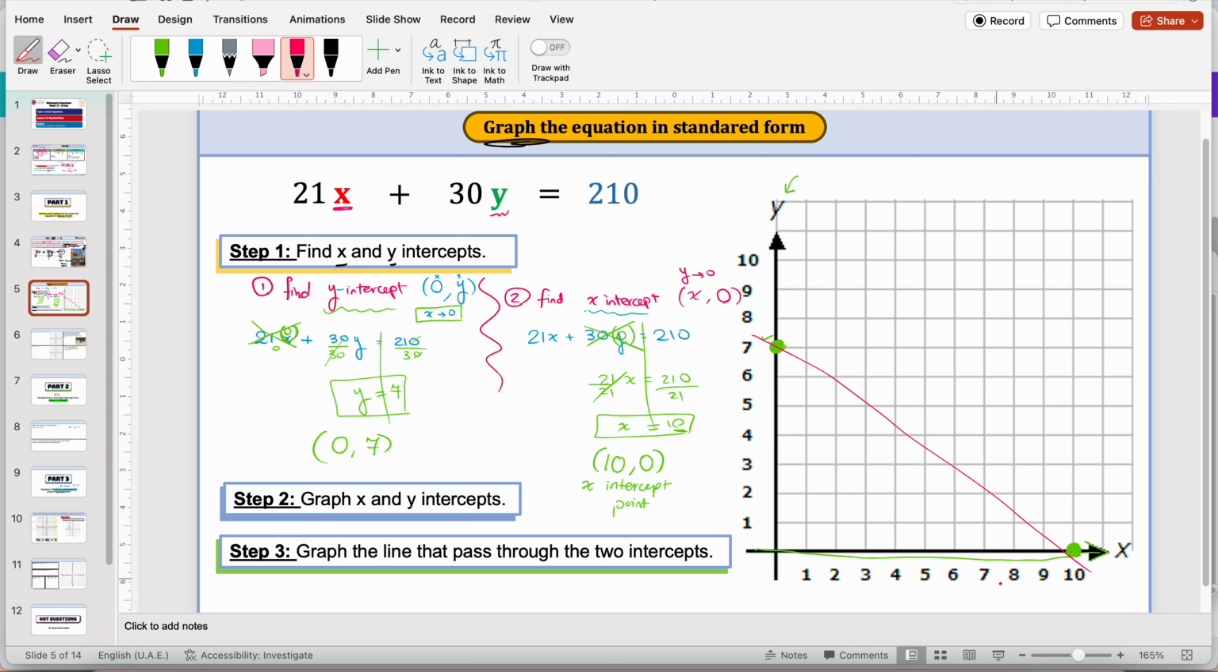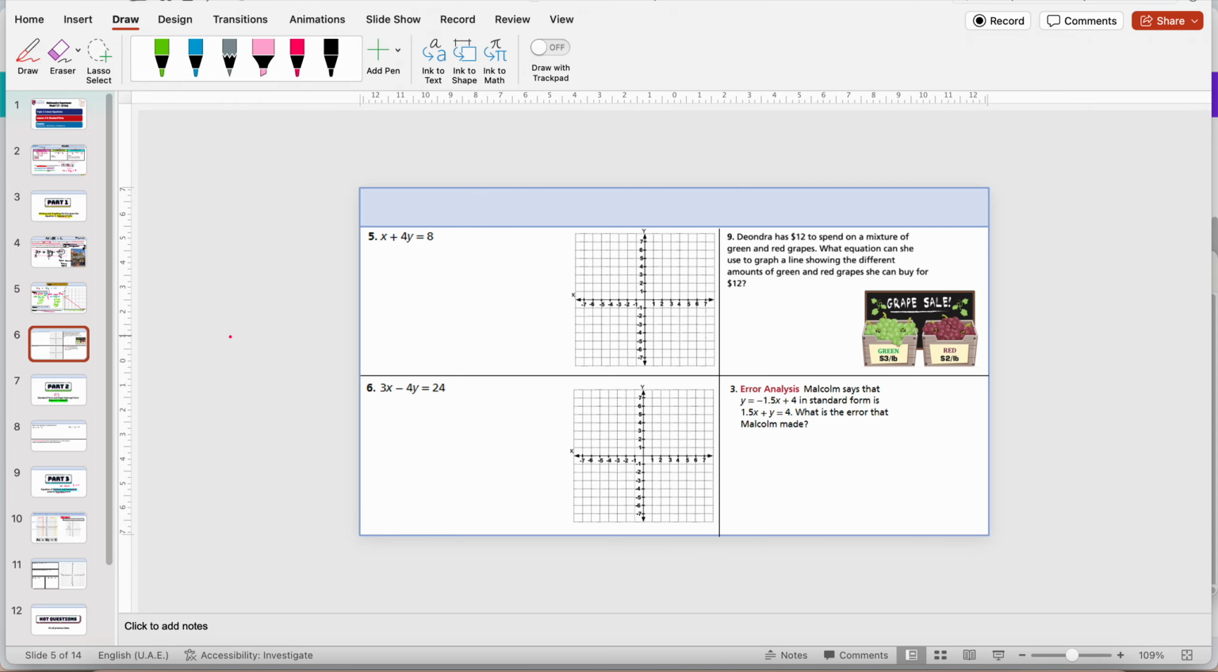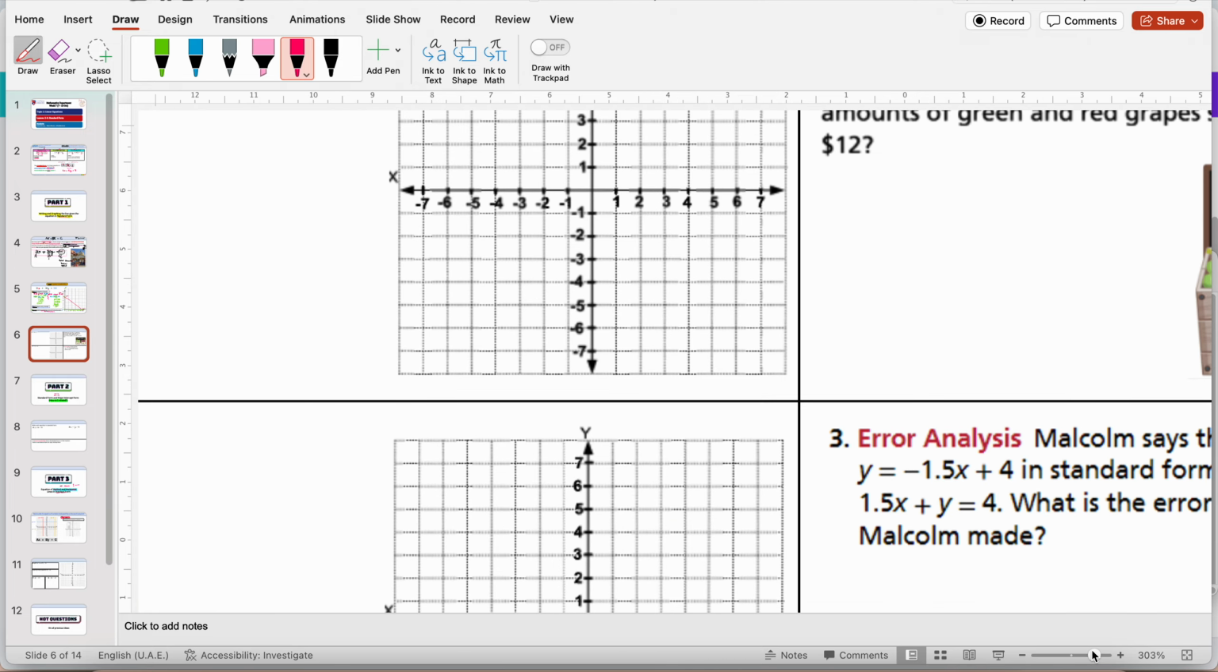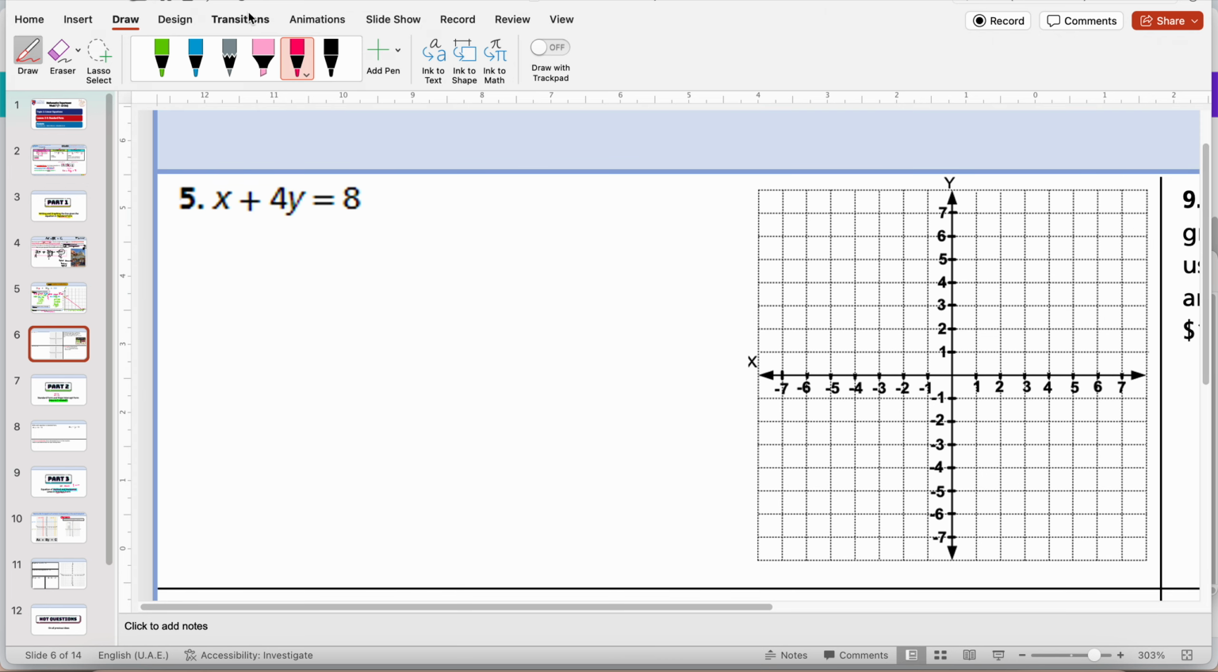This is the whole idea of graphing your equation in standard form. Find the y-intercept, locate it. Find the x-intercept, locate it, and then connect the 2 points with a straight line. Let's take a short example. So very quickly, again, I have another equation. I want to graph it. In order to graph it, I should find the x and y intercept.